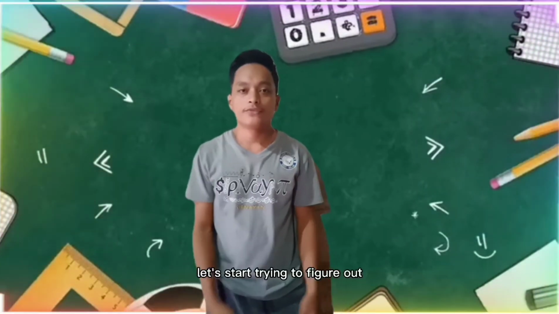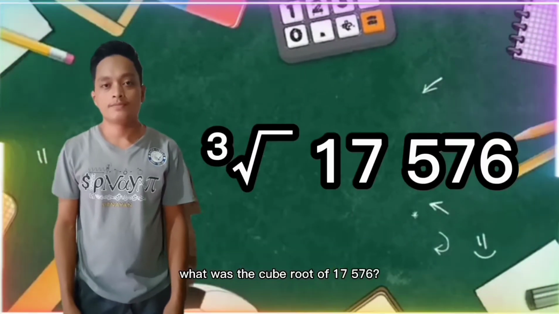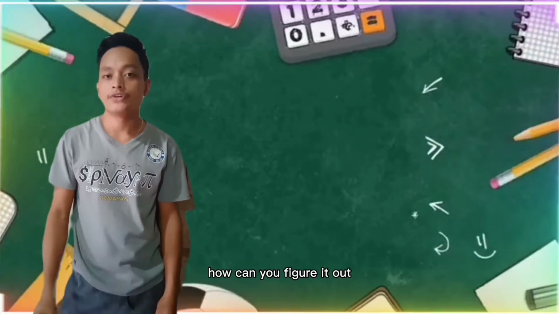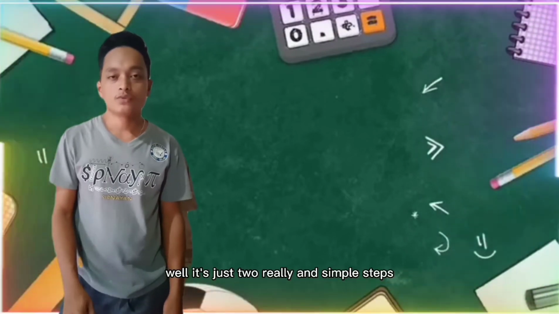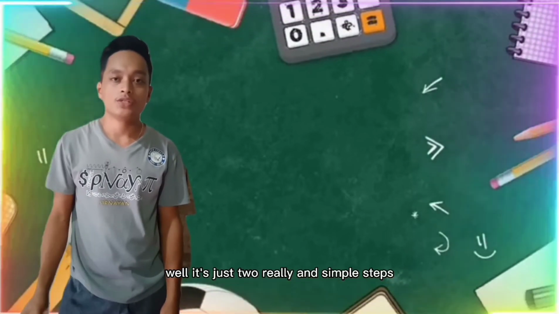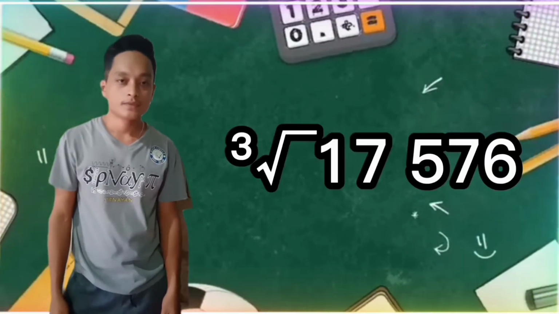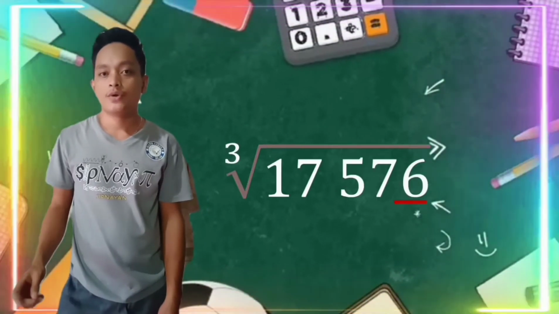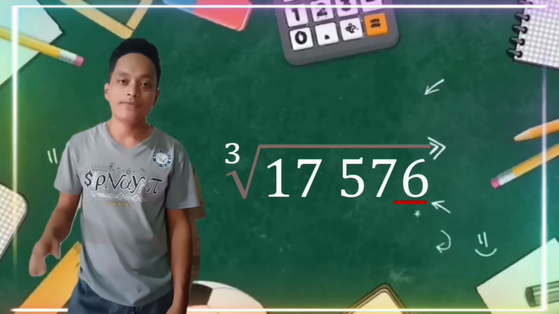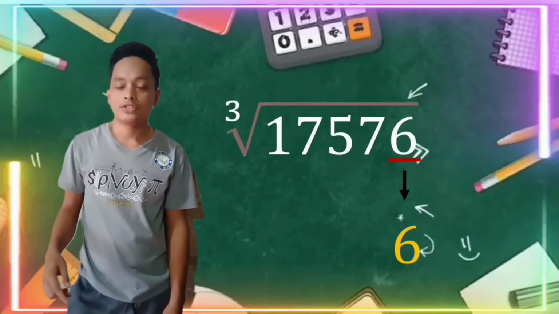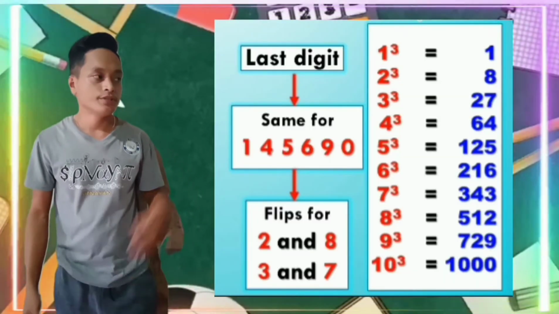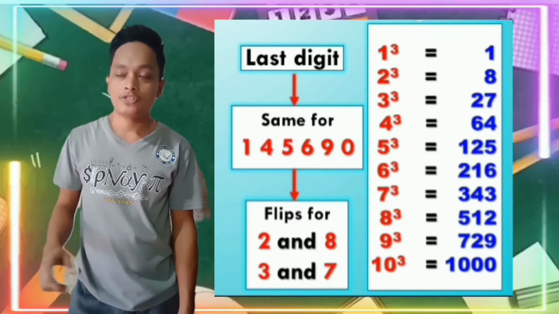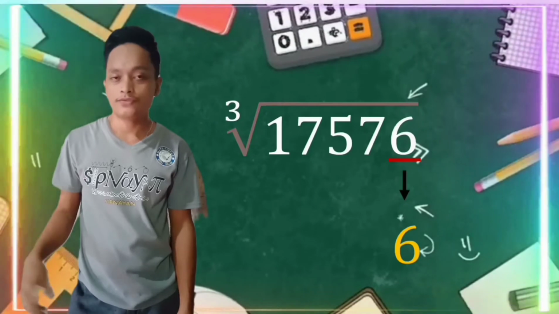Let's start trying to figure out what the cube root of 17,576 is. How can you figure it out? Well, it's actually just two really simple and easy steps. Step 1. Look at the last digit of our number. In this case, we can tell that the last digit of our number is 6, because if we take a look at our table right here, we can find out that 6 corresponds to the last digit of 6.